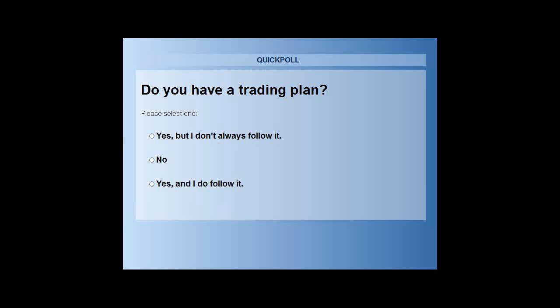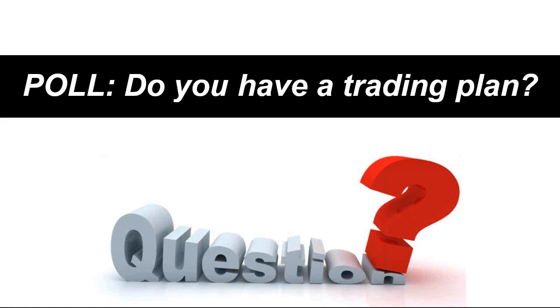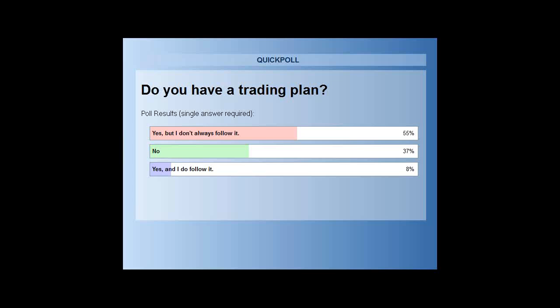55% so far says yes, but I don't always follow it. 37% says no. Wow, that's a high percentage. No, I don't have a plan. 8% says yes, and I do follow it. 60% of you voted. I'm going to wait till about 70% of you have voted so I can share the results. I want to share the poll with everybody. 55% says yes, I don't always follow it. Looking at about 36%. So let me close the poll now, and let me share it with all of you.